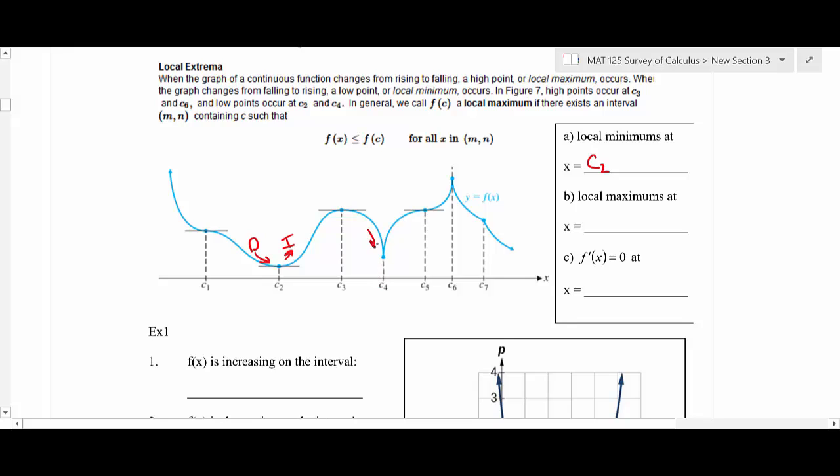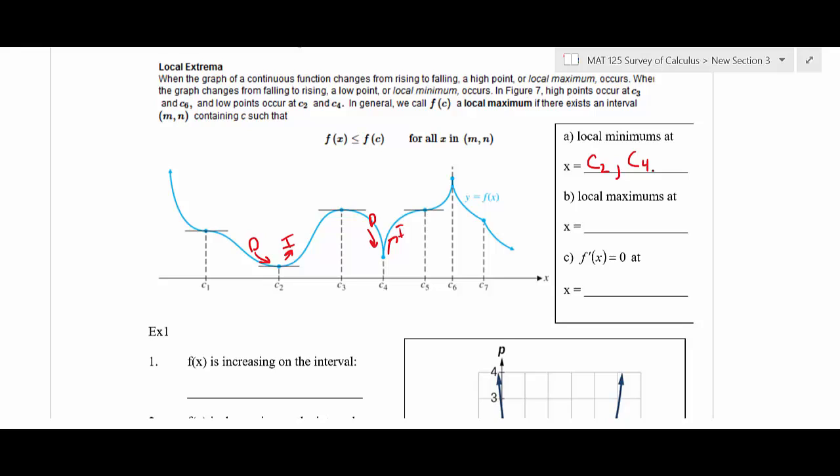Again, you're decreasing and then you change directions and you're increasing. So also C4 would be a minimum like that. Is there any other place on this graph where the function does that? Decreases, hits a low point, then changes directions. Now you got to be careful about that.